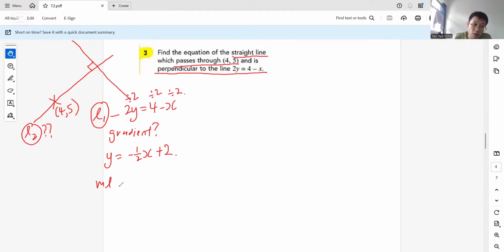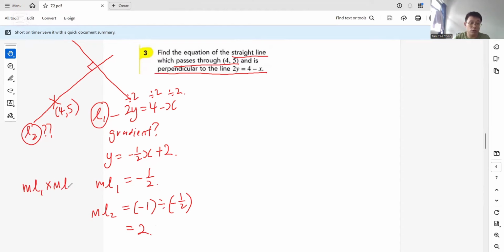So the gradient of L1 will just be -half. If the gradient of L1 is -half, so gradient of L2 is equals to -1 divided by -half, which will give us 2. How come? Because gradient of L1 times gradient of L2 is -1. Remember this? So we have -half times the gradient of L2 equals to -1. So that's why it becomes -1 divided by -half. So gradient of L2 is actually 2.